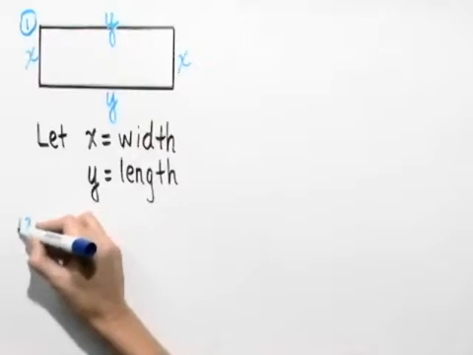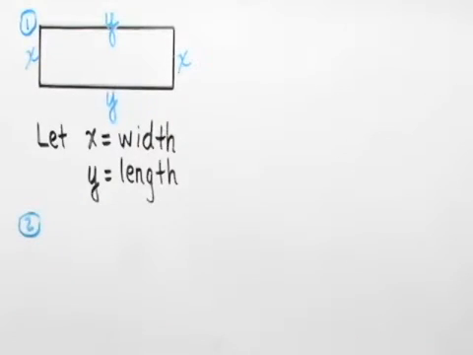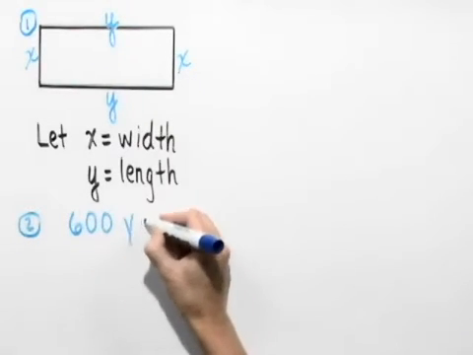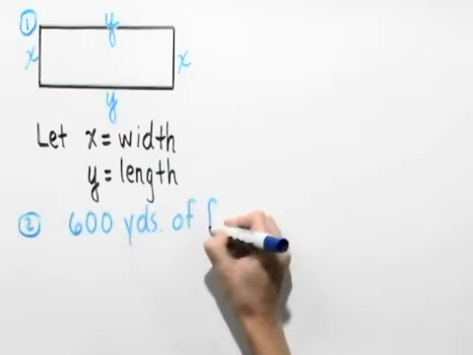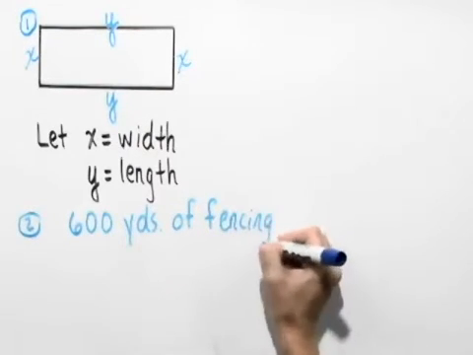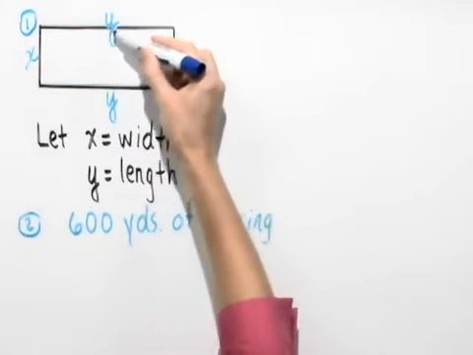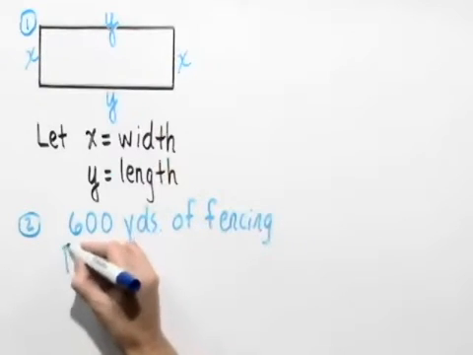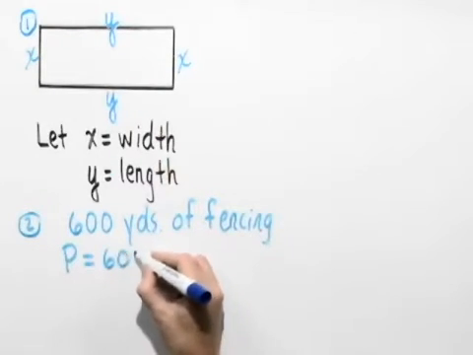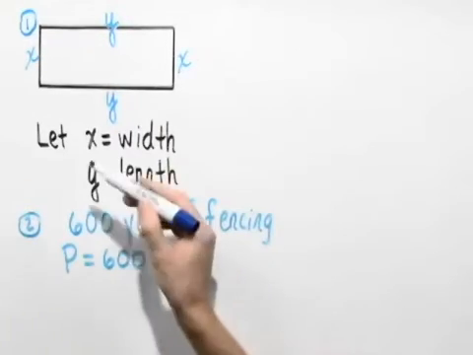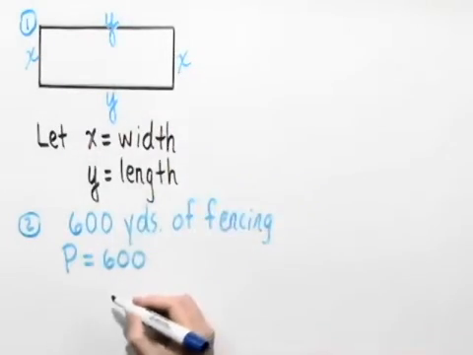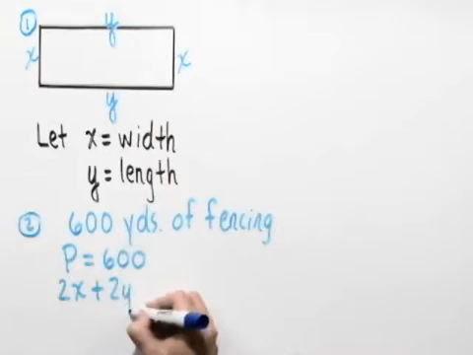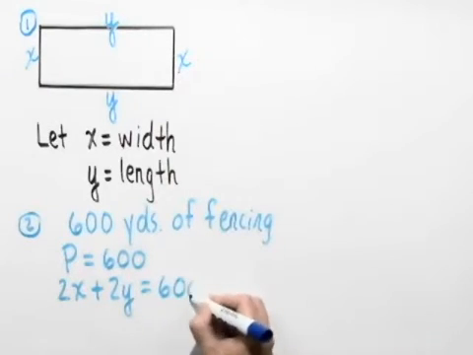Now, in step 2, we're given a little bit more information. We're told that we have 600 yards of fencing, which means our perimeter around this rectangular box is equal to 600 yards. So the perimeter, I'll use P, equals 600. I can get the perimeter by taking 2 times x plus 2 times y. So I can say that 2 times x plus 2 times y is equal to 600.